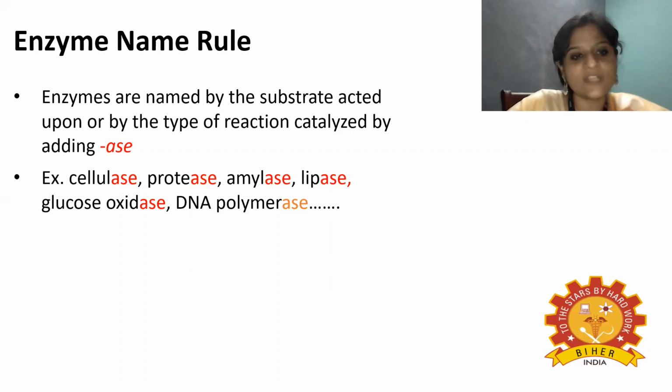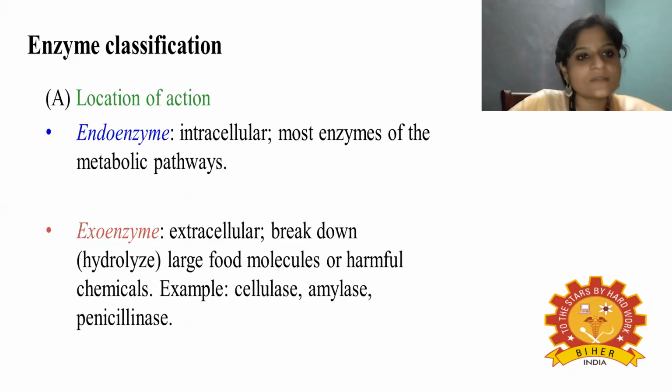Say for example, cellulase. Why cellulase? Because cellulase acts on cellulose to convert it into glucose molecules. So the substrate is cellulose here, and the enzyme is cellulase, which converts it into glucose. Likewise, protease, amylase, lipase, glucose oxidase, DNA polymerase, etc. So let us see the enzyme classification now. The enzymes are classified using different categories. So first, let us take the location of action.